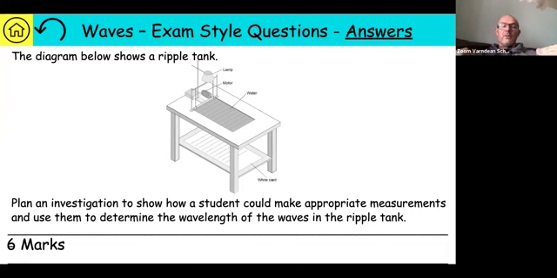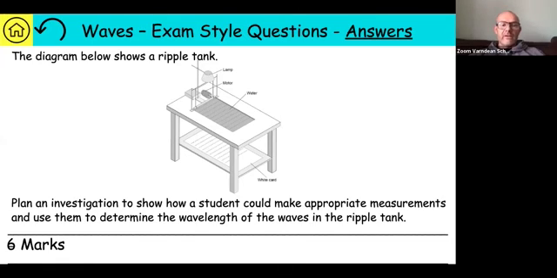It's really common that they say, your 6-mark question is plan an investigation that. And all you have to do is say, I would choose this equipment. Step 1, I will do this. Step 2, I will do this. Making sure that you say what you're going to measure each time. So I hope all of that helps.